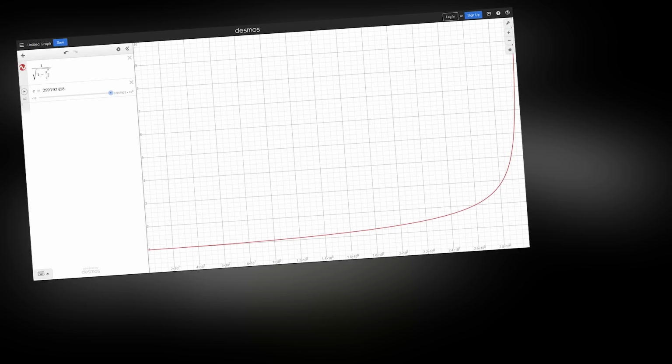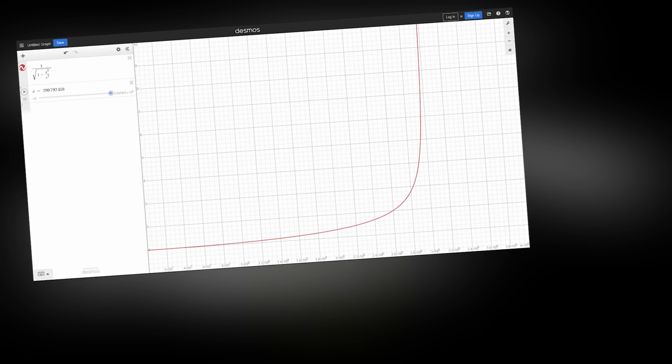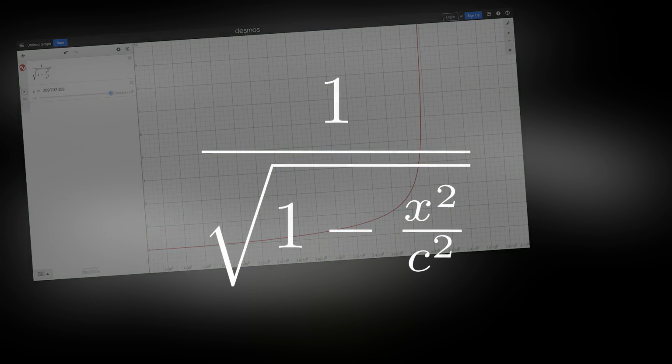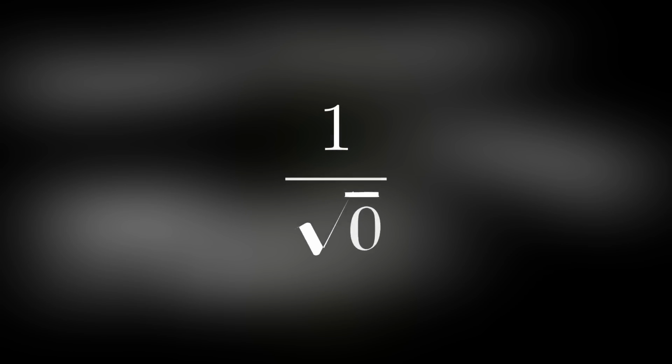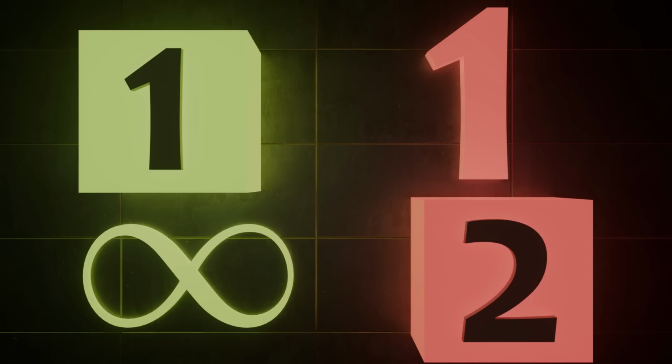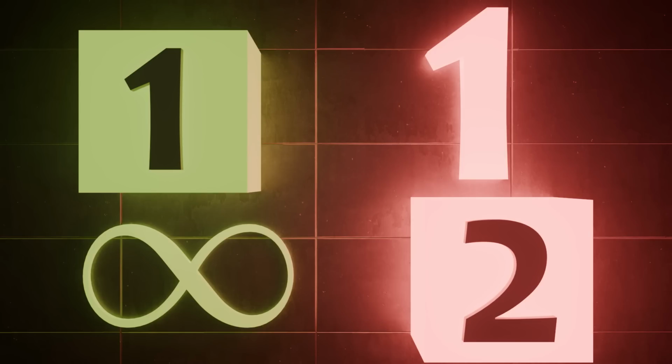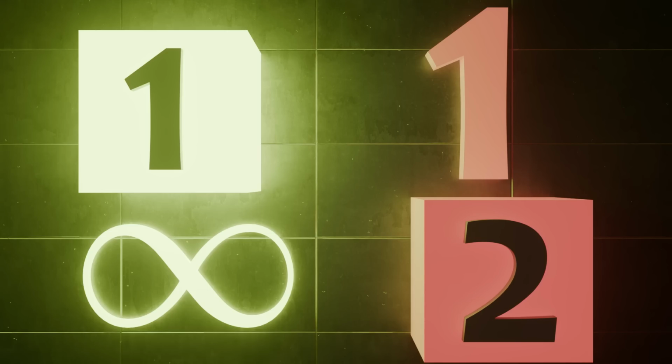And at the speed of light, well, if we plug the speed of light into our equation, we get c squared by c squared, which is 1, and then 1 minus 1 is 0, and square root of 0 is 0, and 1 divided by 0, that's kind of infinity, which I mean it tracks. Alright, you may say, but how could the time dilation be equal to infinity? This doesn't make any sense!